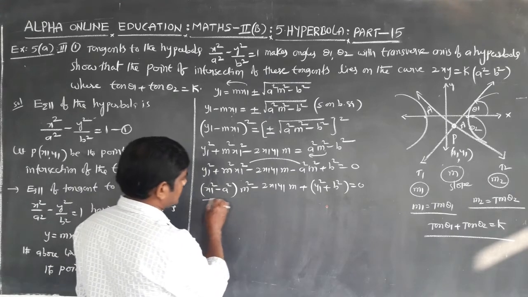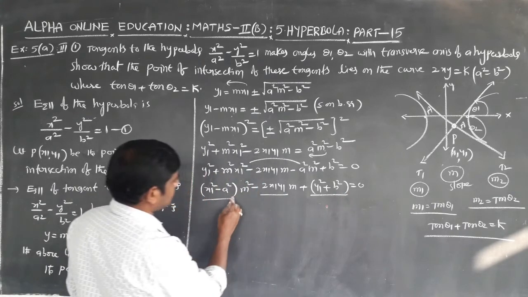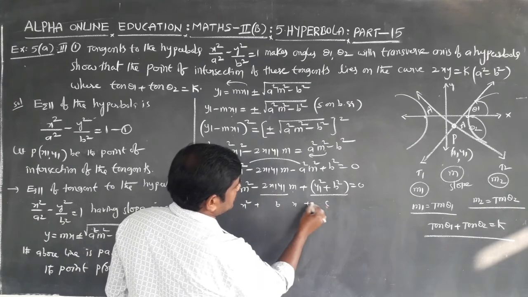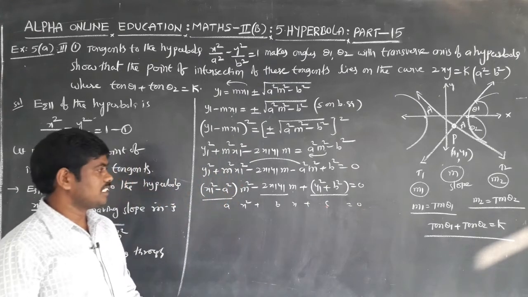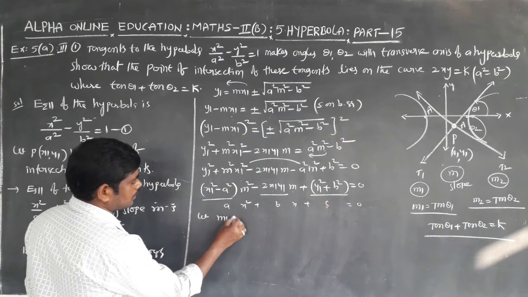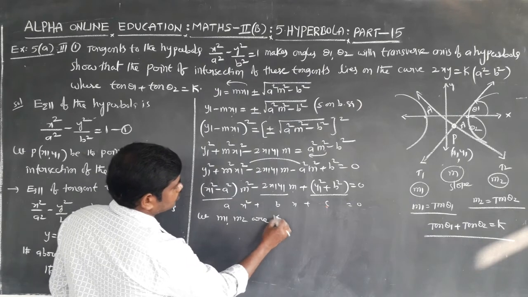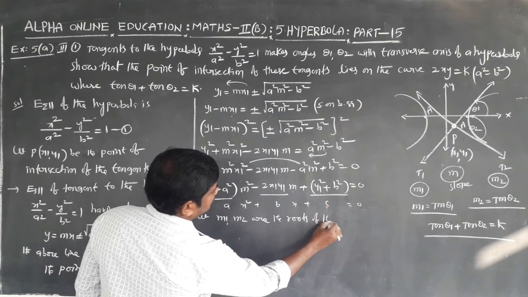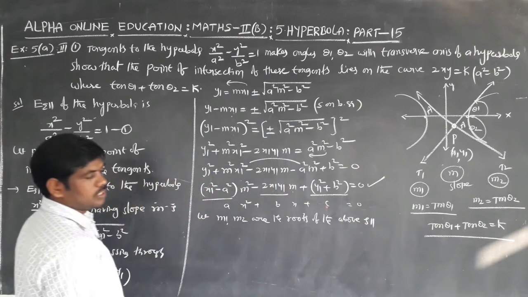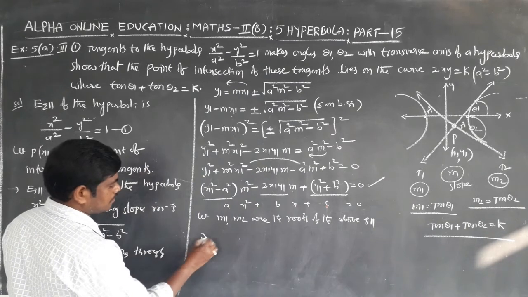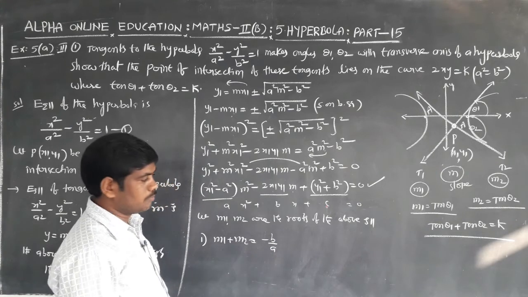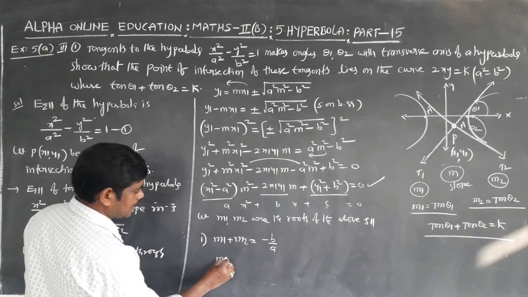This is a quadratic equation in m. It is of the form a x square plus b x plus c is equal to 0. Let m1 comma m2 be the roots of the above equation. Find the sum of the roots. m1 plus m2 is equal to minus b by a.